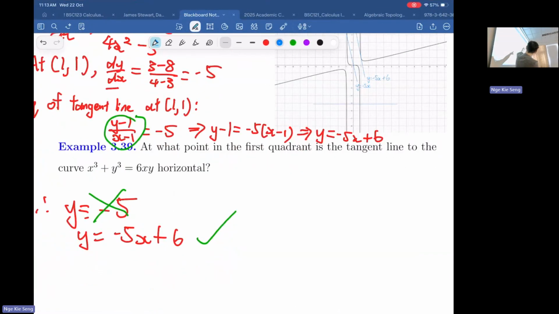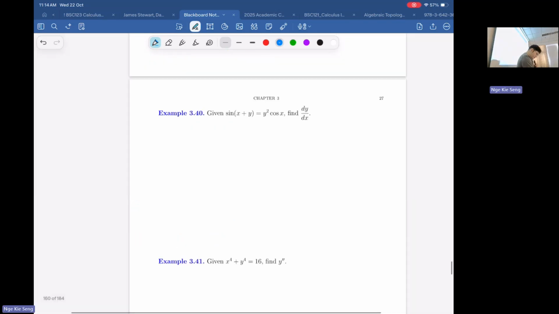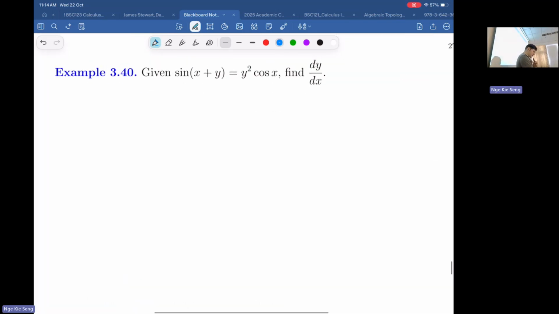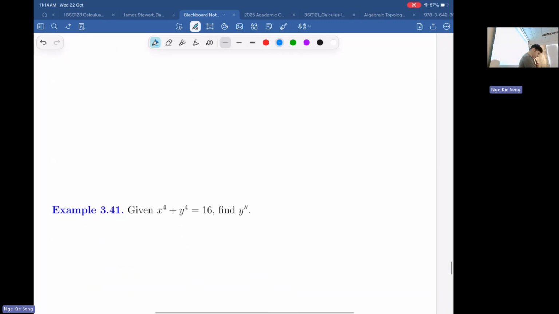Okay, in this case, let's skip this 3.39 because it's the same type of question. You find the point on the first quadrant where this curve is horizontal. What does it mean? For a horizontal line, dy/dx has to be 0. Then you find the solution that lives in the first quadrant, where x is greater than or equal to 0 and y is greater than or equal to 0. This next one is similar, just more complicated using trigo, so you should involve the derivative of trigo.